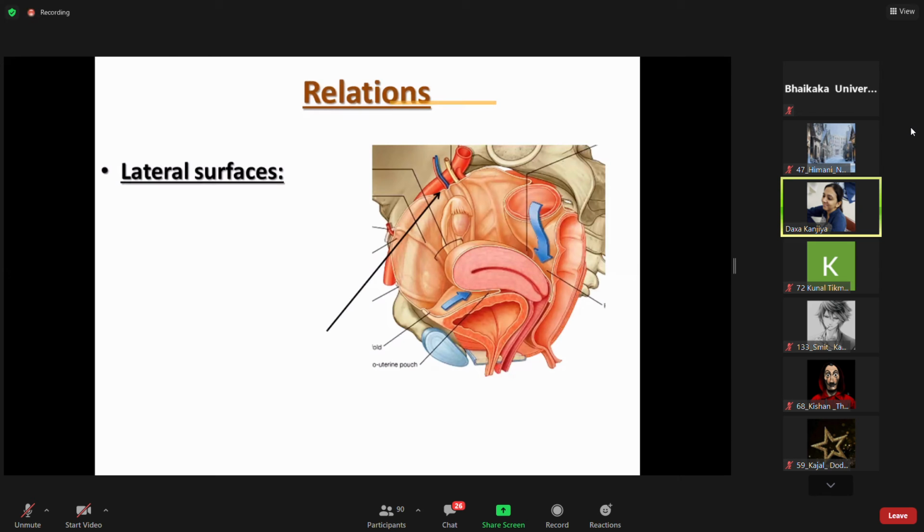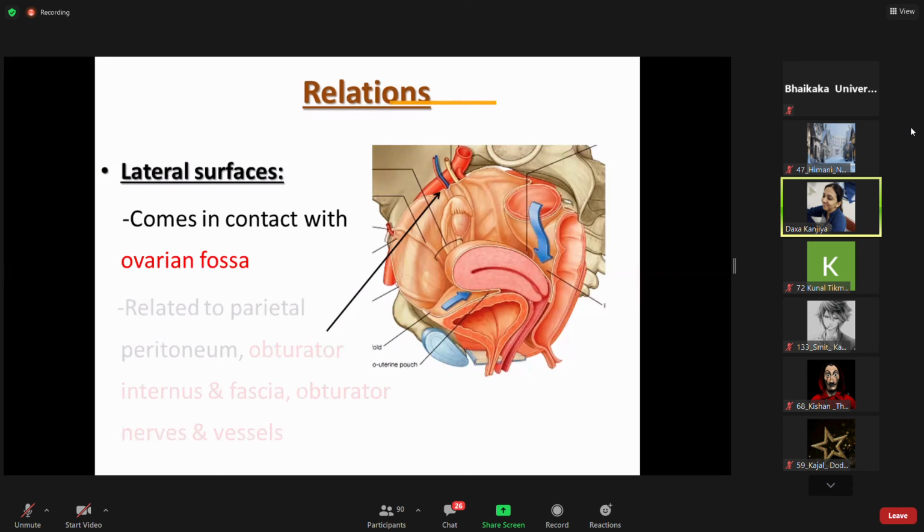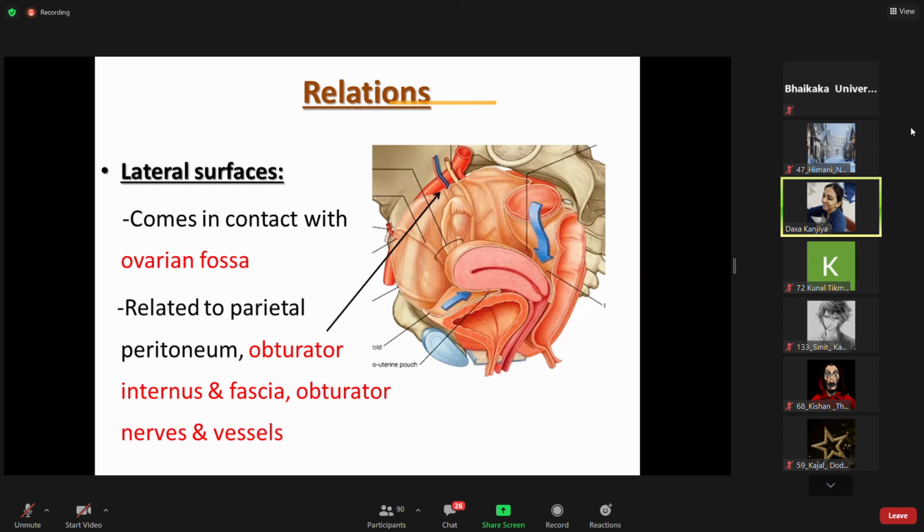Then the relations of the lateral surface. Here you can see the ovarian fossa. Then if you see, the floor of the ovarian fossa is formed by the obturator nerves and vessels. See, these are the obturator vessels and nerves. And just outside it there lies the obturator internus muscle with covering fascia. So the lateral surface comes in contact with the ovarian fossa, the floor of the ovarian fossa, which is related to the parietal peritoneum, obturator internus muscle with its fascia, and obturator nerves and vessels.